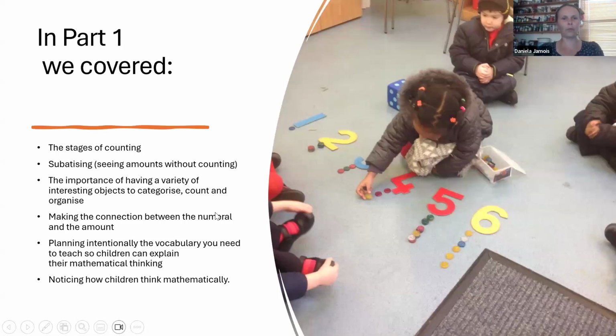So last time we covered particularly the stages of counting. We looked at subitizing, which is seeing amounts without counting. And we also talked about the connection between the numeral and the amount and how important it is that children understand the notion of amounts and what numerals actually stand for. We also spoke about the importance of having a variety of really interesting objects to handle.